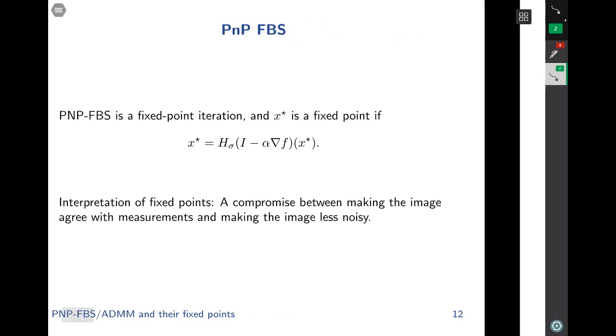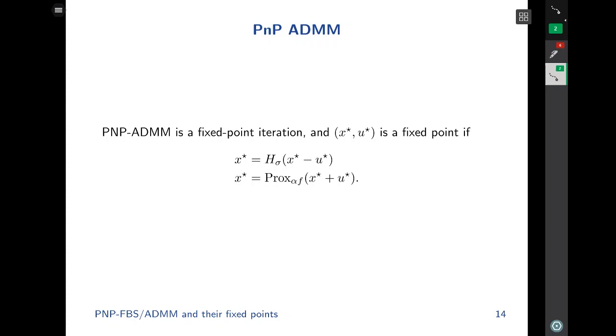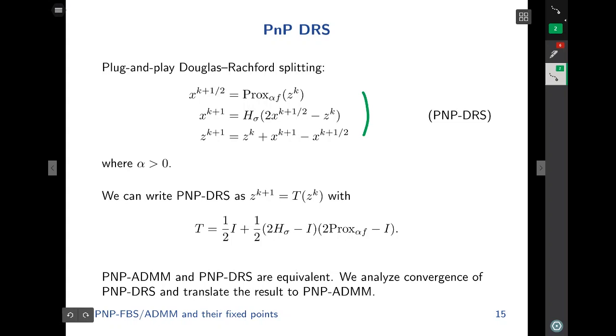Plug-and-play alternating directions method of multipliers, or plug-and-play ADMM, has this form as we have seen before. Plug-and-play ADMM is a fixed-point iteration, and we say a primal-dual pair, X star, U star, is a fixed point if it satisfies this fixed-point condition. Plug-and-play Douglas-Rachford splitting is an iteration of this form. It is relatively straightforward to show that plug-and-play Douglas-Rachford splitting can be expressed as a repeated application of the operator T, where T is defined in this way.